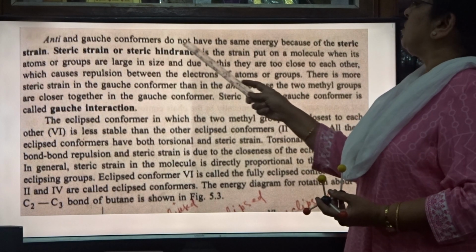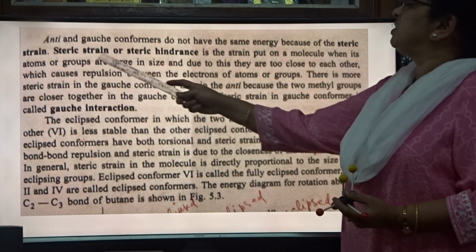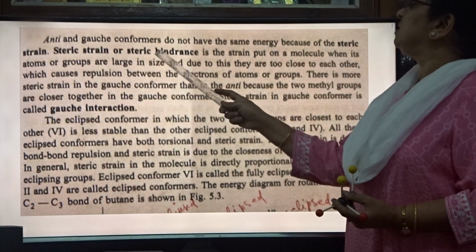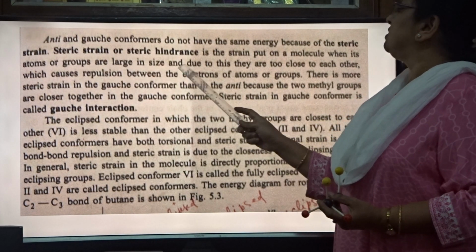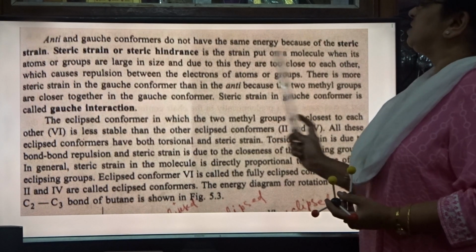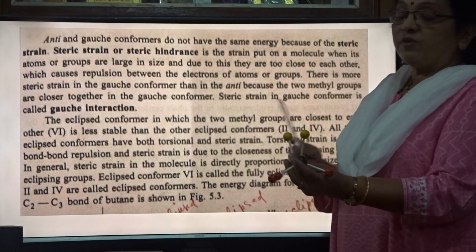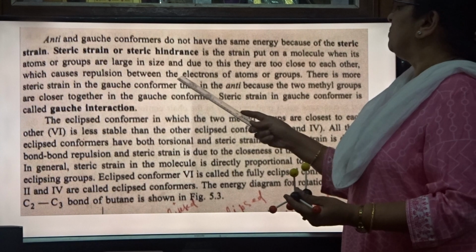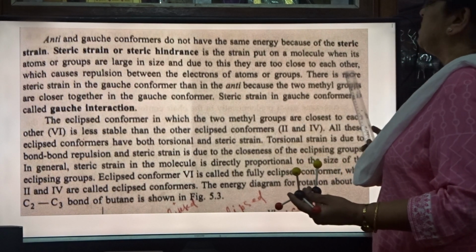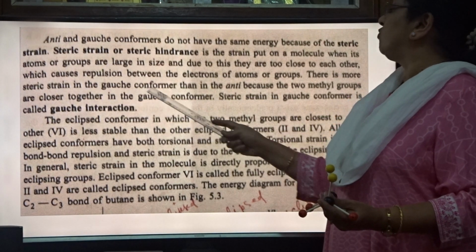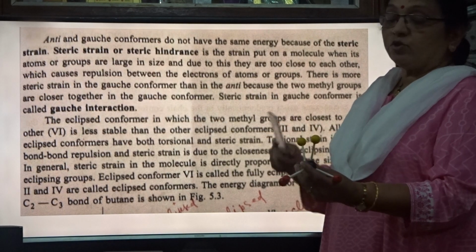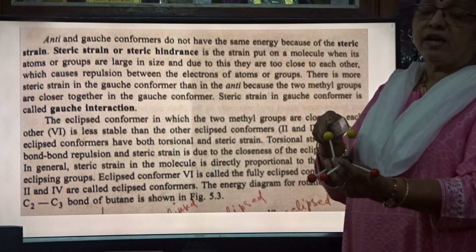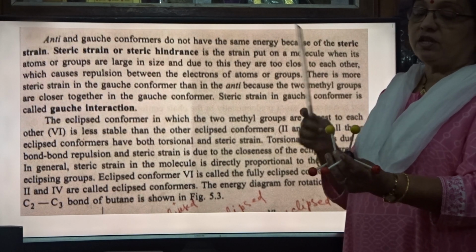Anti and gauche conformers do not have the same energy because of steric strain. Steric strain, or steric hindrance, is the strain put on a molecule when its atoms or groups are large in size and too close to each other, which causes repulsion. If they are nearer to each other, there is repulsion of the electrons of the atoms or groups. There is more steric strain in the gauche conformer than in the anti, because the two methyl groups are closer here, so there is more strain in the molecule.